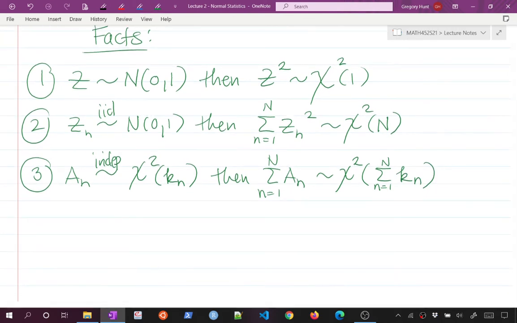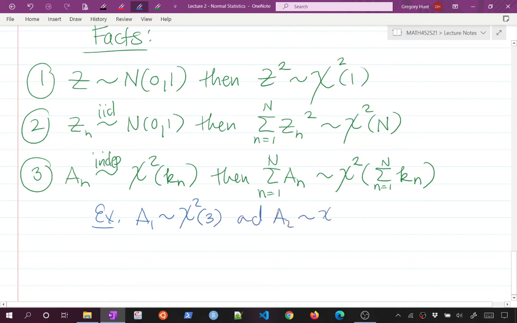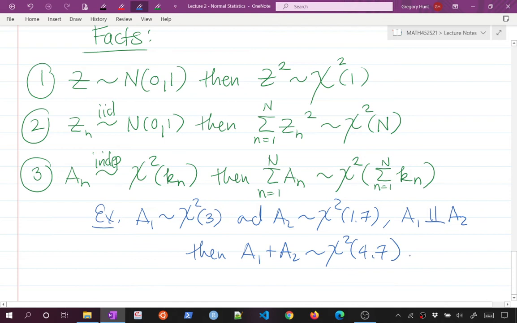So it's a bit abstract. For example, if A1 is chi-squared of 3 and A2 is distributed chi-squared of 1.7, degrees of freedom doesn't have to be an integer, then A1 plus A2, as long as these things are independent of each other, this will have a chi-squared of what? 4.7? So that's kind of the fact I have written here.